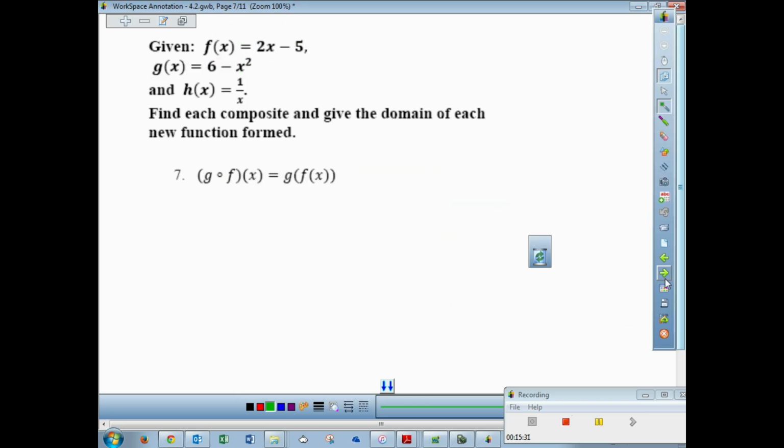Why don't you try this one for yourself right here? Pause the video, figure out who the first function is, whether there are any restrictions, then put it into the second function.